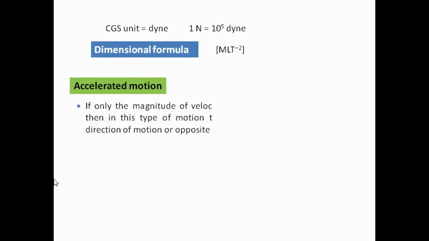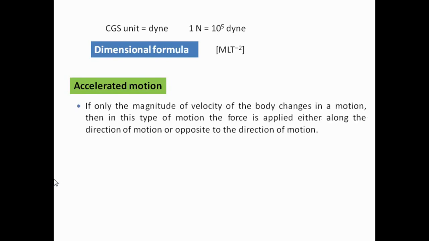Accelerated motion. There are two types of accelerated motion. One in which only the magnitude of velocity changes, and another in which only the direction of motion of the body changes. If only the magnitude of velocity of the body changes, then in this type of motion the force is applied either along the direction of motion or opposite to the direction of motion.